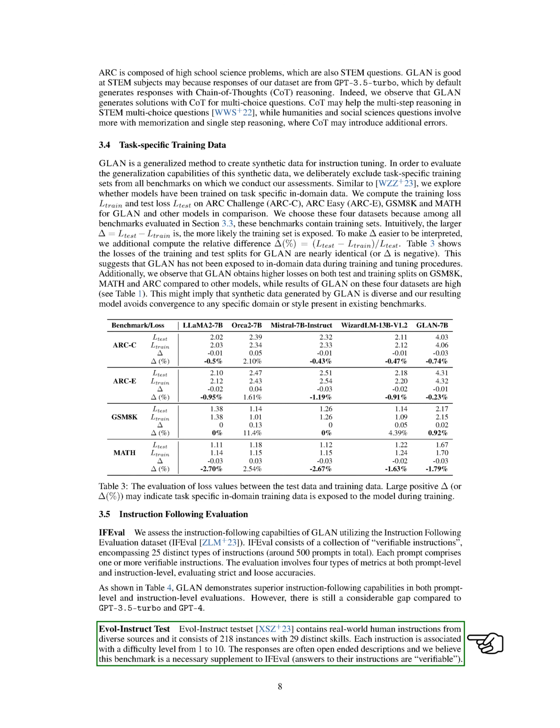Lastly, in the Evol-Instruct test, which contains real-world human instructions from various sources and consists of 218 instances with 29 distinct skills, each instruction is associated with a difficulty level from 1 to 10. The responses are often open-ended descriptions, making this benchmark a necessary supplement to IF-eval.